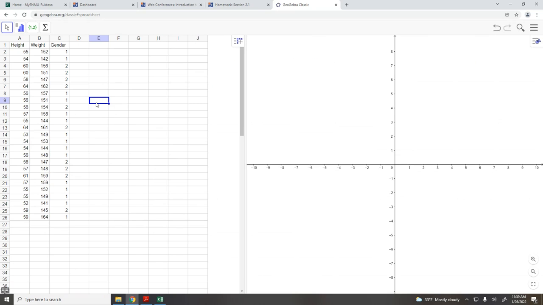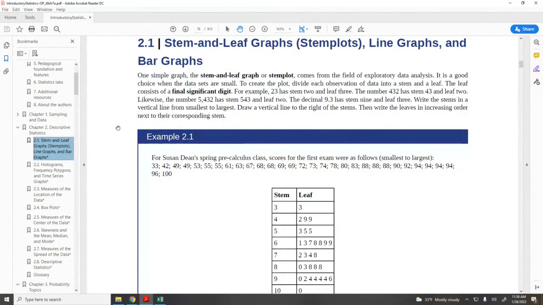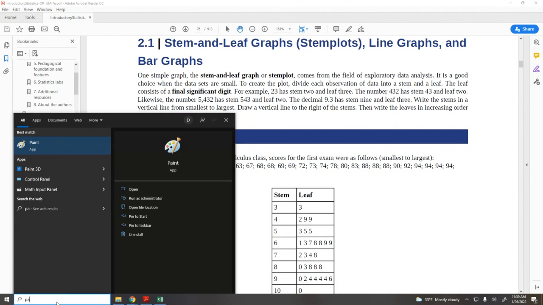Okay, let's go for that. Stem and leaf diagram. If you go to chapter 2.1, then stem and leaf. What happens is, for a stem and leaf diagram, we take the place values of numbers. We take the place values of the data and separate those as stem and leaf. Okay, the place values of data. I think I should go for Paint.